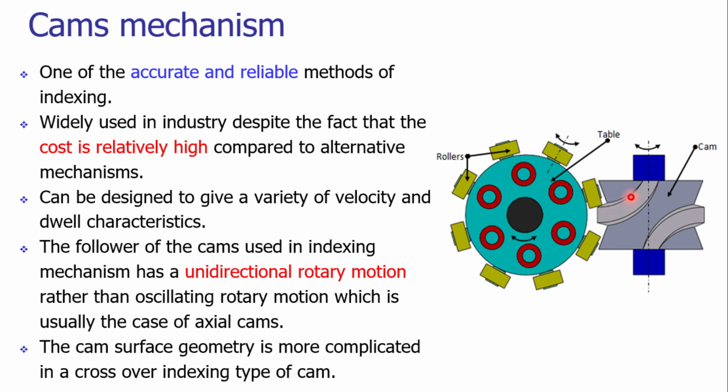This is a cylindrical cam, and on the cylindrical cam, a peculiar shape is machined. The shape is machined in such a way that as we rotate the cam, there would be angular displacement of the table.